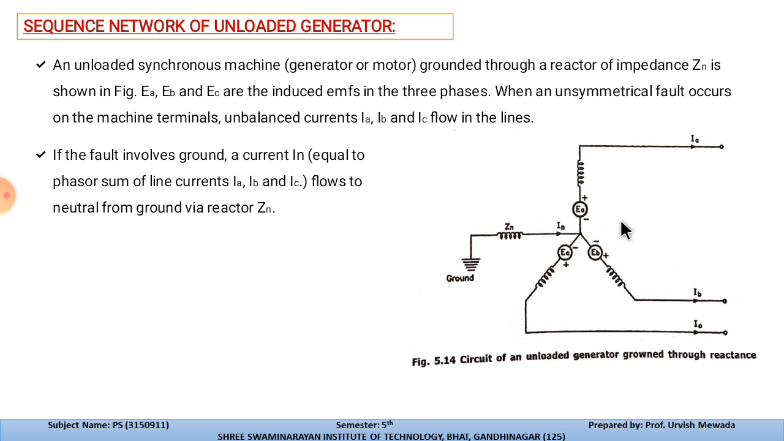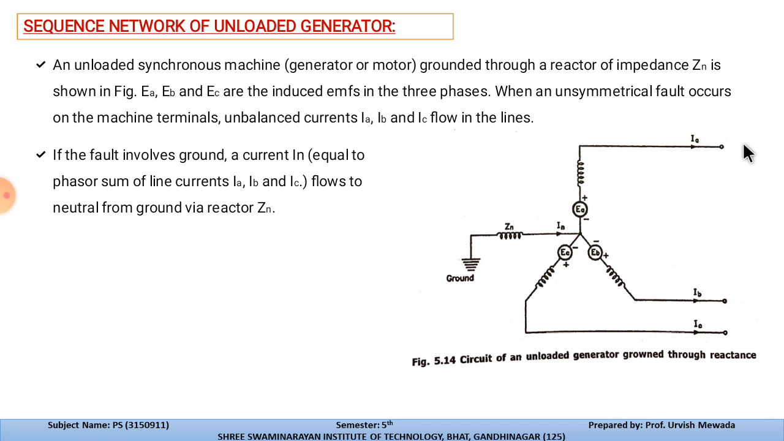Ea, Eb and Ec are the induced EMFs in the three phases. Whenever we rotate our rotor with the help of a prime mover in the magnetic field, the stator conductors will develop EMF, and all the phases are 120 degrees apart from each other electrically, and each phase will develop its own EMF, Ea, Eb and Ec. So when an unsymmetrical fault occurs at this machine terminal, unbalanced currents Ia, Ib and Ic flow in the lines.